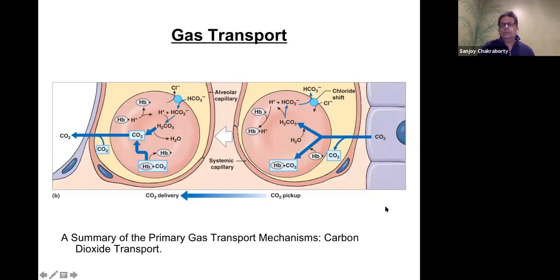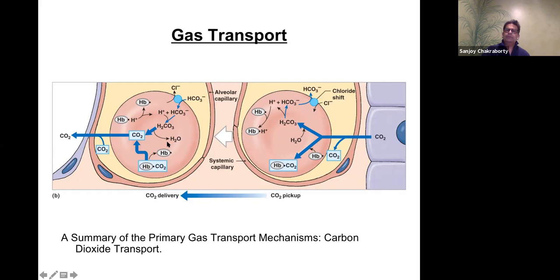So look one more time. Carbon dioxide reacts with water in the presence of the enzyme called carbonic anhydrase, forming carbonic acid. Carbonic acid breaks down to HCO3, bicarbonate, and hydrogen ion. The hydrogen ion is accepted by hemoglobin, so the pH does not change. The bicarbonate ion goes outside, and chloride comes in. That phenomenon is called the chloride shift, and it happens right here this way.